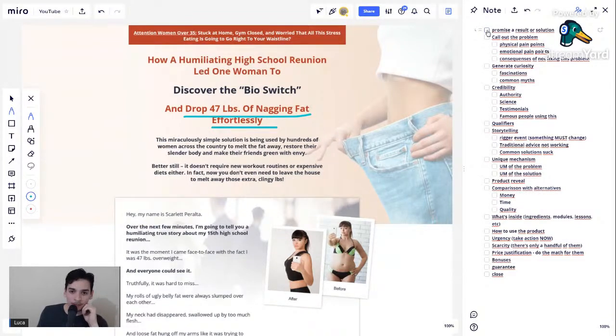So that's basically what you're going to put above the fold part of your website, or in the headline of your sales letter, because that's what people care about, right? What you can do for them.